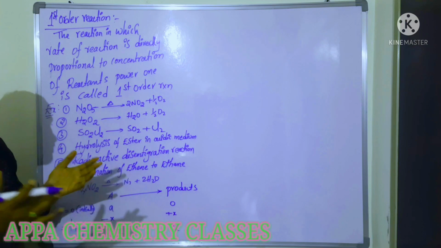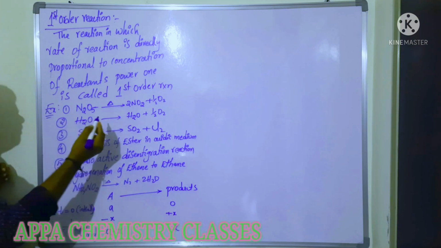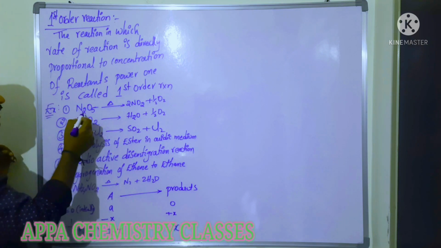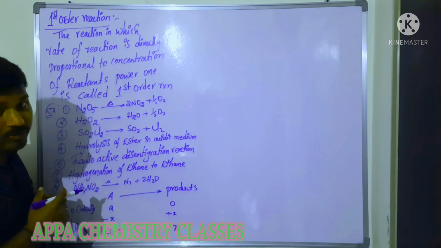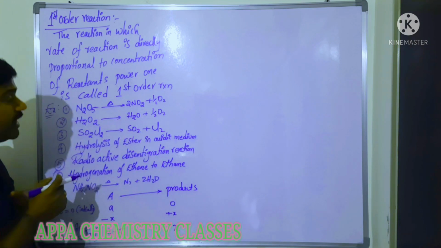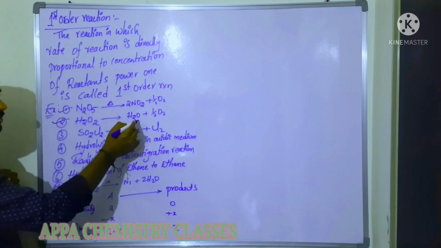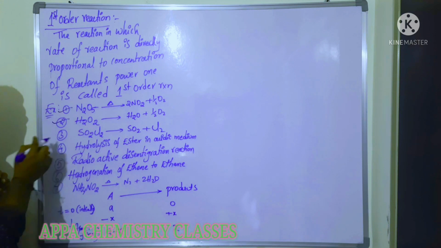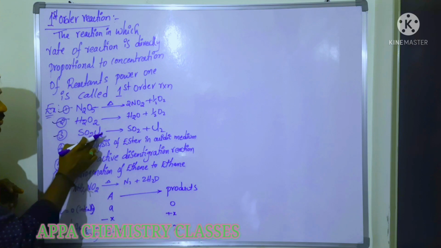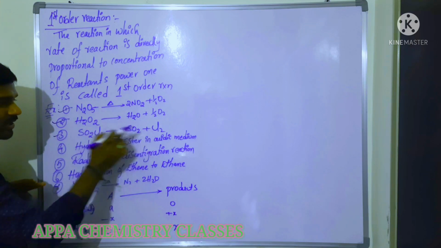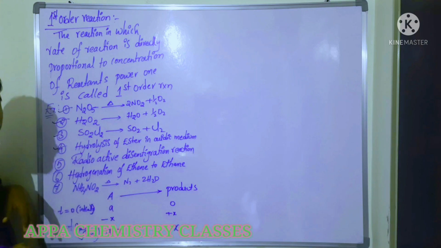Now what are the examples of this first order reaction? The decomposition of gaseous reactants, the decomposition of N2O5, or the decomposition of laughing gas N2O, comes under first order examples. Also the decomposition of hydrogen peroxide into H2O and O2, and the decomposition of sulfuryl chloride, SO2Cl2, into sulfur dioxide and chlorine. And also, most important, the hydrolysis of ester in acidic medium.